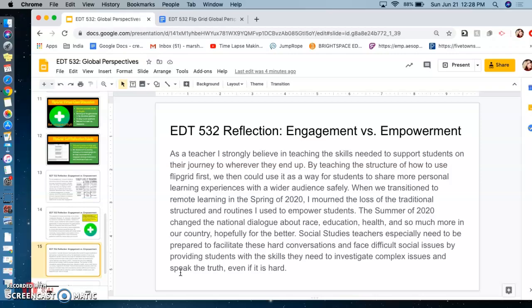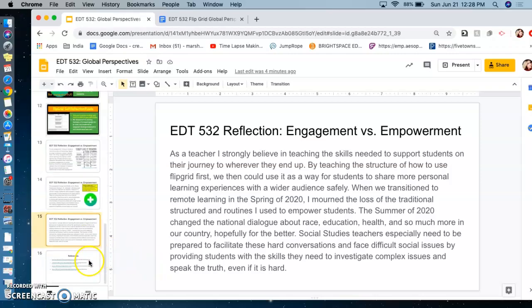So I think Flipgrid has this really great potential. I'm excited to use it to help students investigate complex issues. And I think that students would really enjoy it.